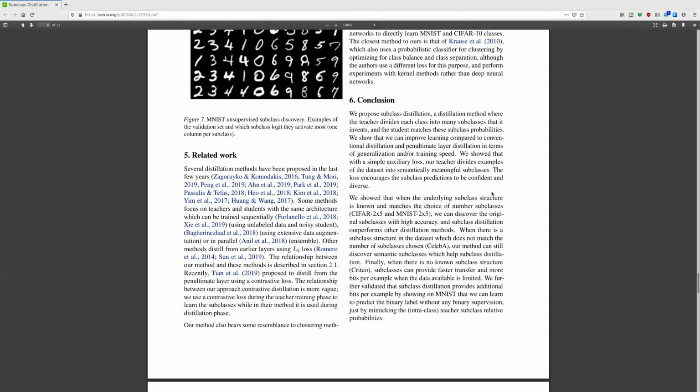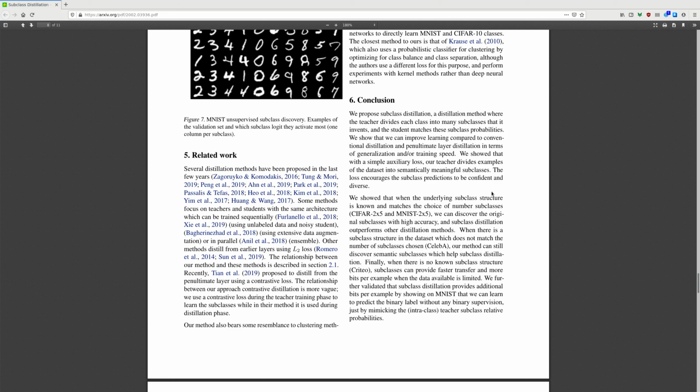We showed that when the underlying subclass structure is known and matches the chosen number of subclasses, CIFAR-10 2 times 5 and MNIST 2 times 5, we can discover the original subclasses with high accuracy. The subclass distillation outperforms other distillation methods.